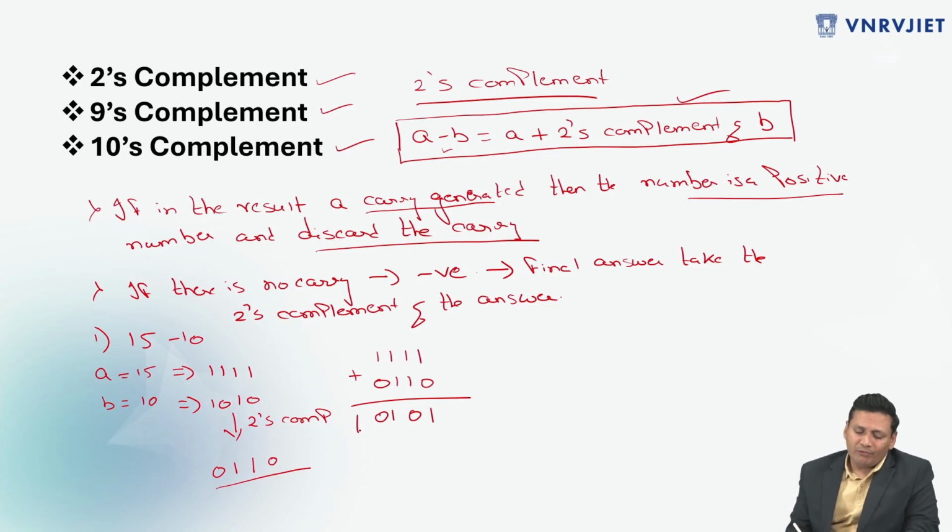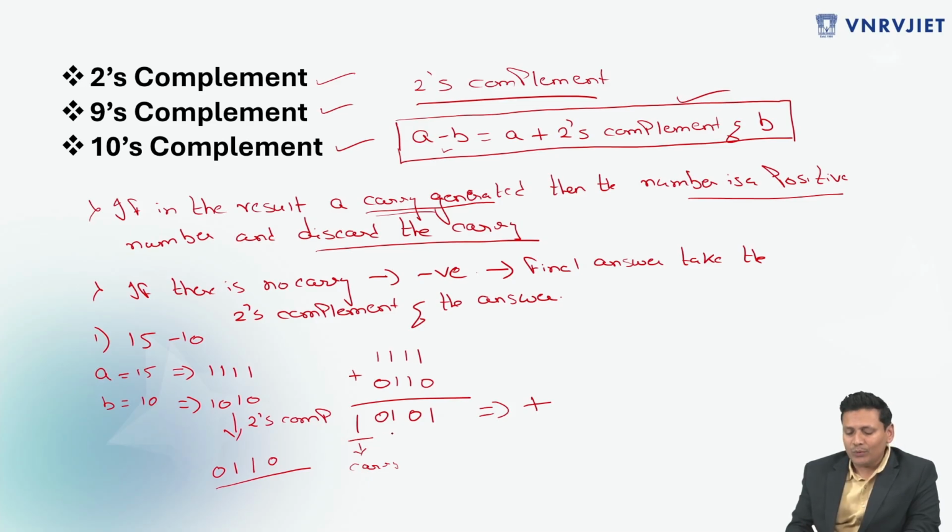Clear? 1 0 1 0 1. So now if in the result a carry is generated, if you observe properly, this is my carry. So if in the result a carry is generated, the number is a positive number. So what is this number? This is a positive number. And discard the carry. This carry will be discarded.